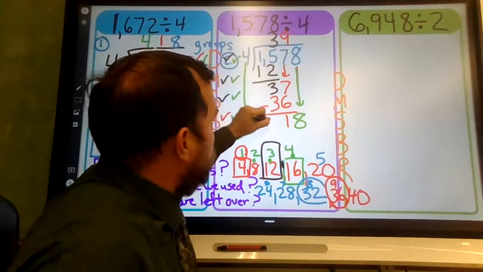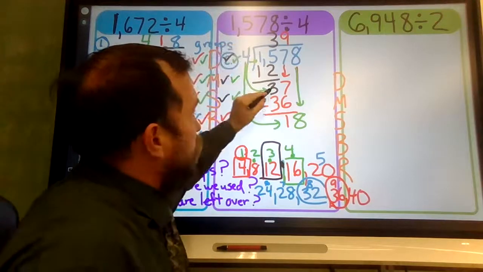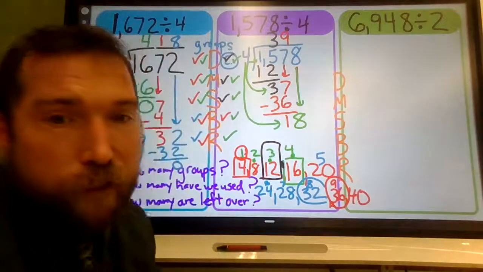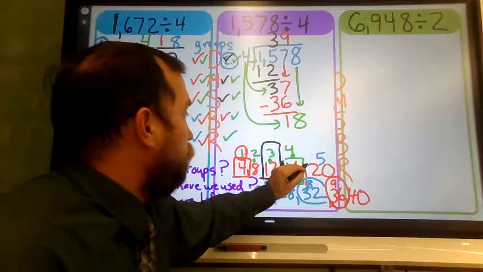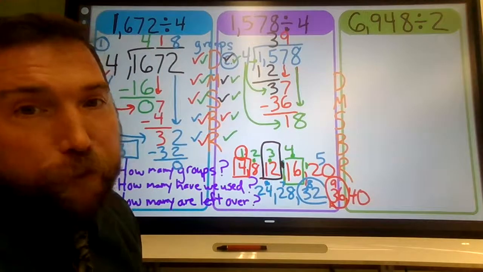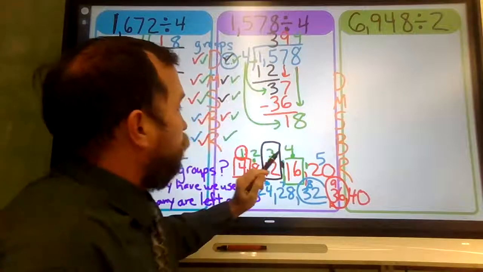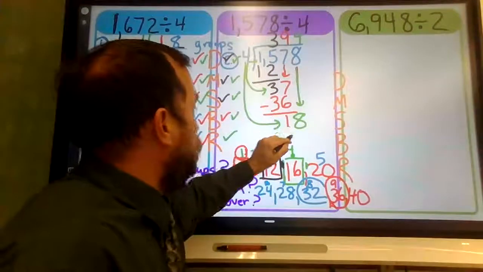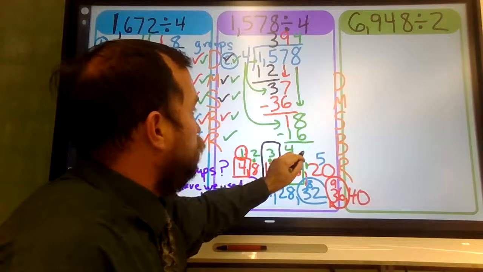Okay, now how many times? Again, repeat. First we did 4 into 15. Then we did 4 into 37. Now we're doing 4 into 18. Not exactly on my chart, but close. 18 is in between here. I don't have enough to make 5 groups. That means I have 4 groups. 4 times 4 is 16. And that means there's 2 left over.